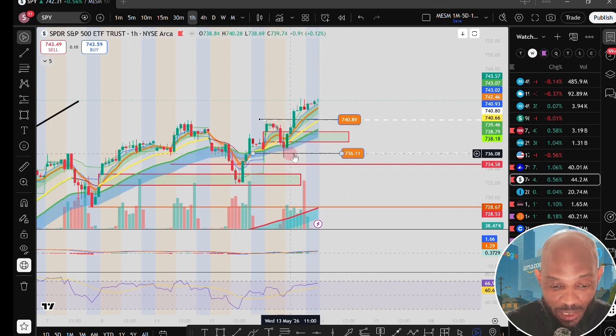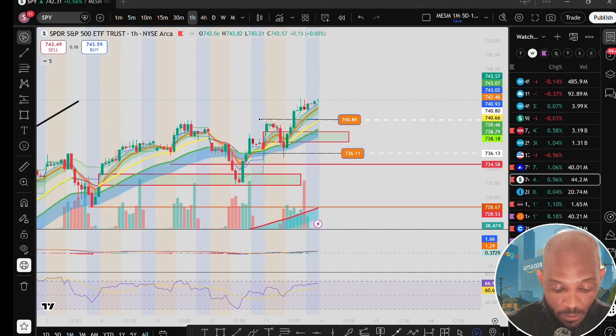Best entry was here at this 736.11. We had on the watch list 736.11 because it was the pre-market low. Let's go check the watch list, because it bounced and held above this 736.11 price level. And the watch list should have told us if it bounces and holds above the 736.11 price, then go buy a call contract that it will continue up.